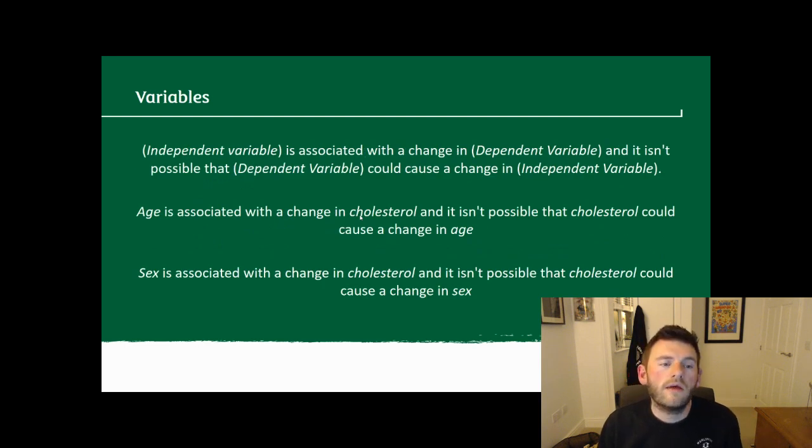For example, age is associated with a change in cholesterol, but it isn't possible that cholesterol could cause a change in age. Sex is associated with a change in cholesterol, but it isn't possible that cholesterol could cause a change in someone's sex. So the independent variables, things like age and sex, are what we're interested in using as potential predictors. And then we have cholesterol here, which is our dependent variable, the outcome of interest that we're looking to measure.